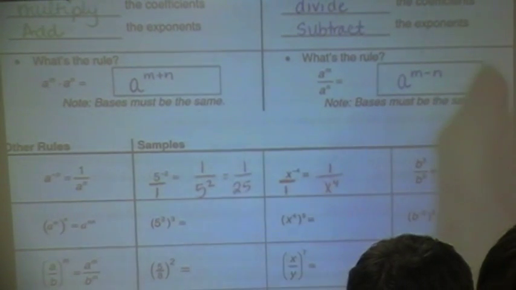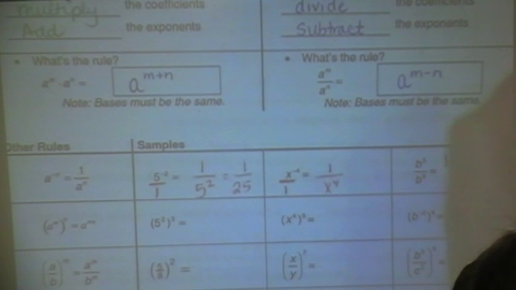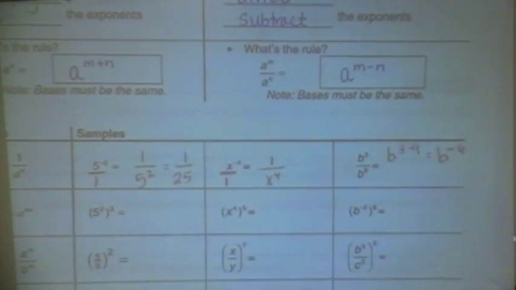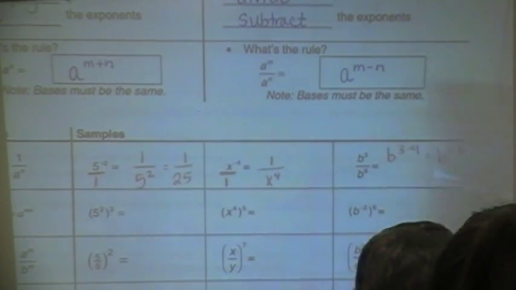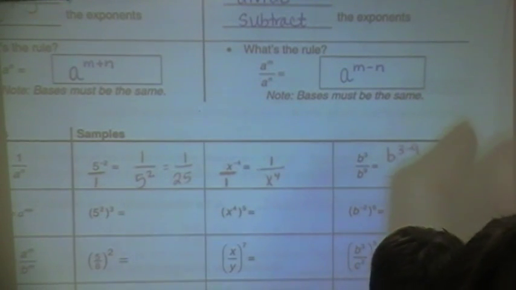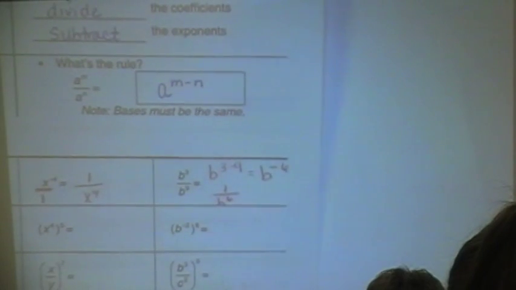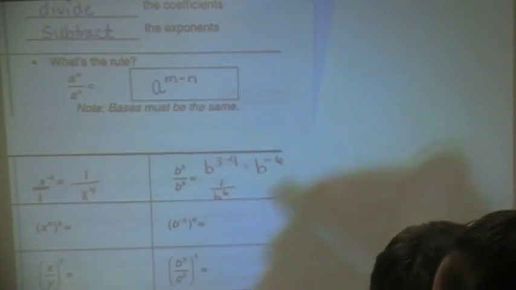Subtract them. So that would be b to the 3 minus 9, which is b to the negative 6, which means he is unhappy and needs to move downstairs. So you get 1 over b to the 6, yeah? Very good? But you would have gotten the same thing had you done the expanded version, which sometimes I prefer.